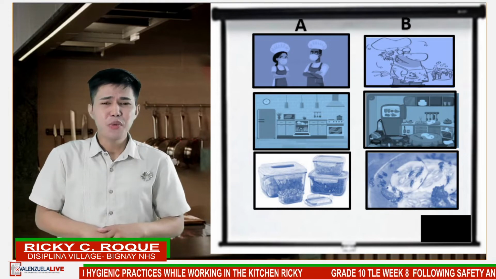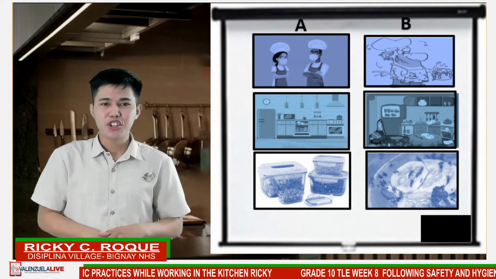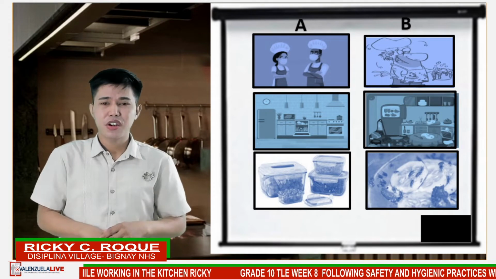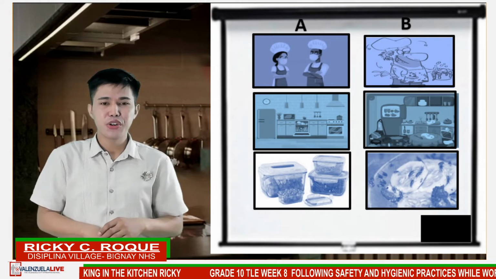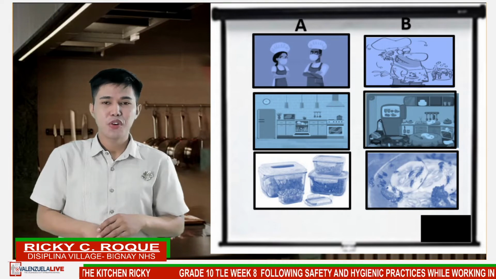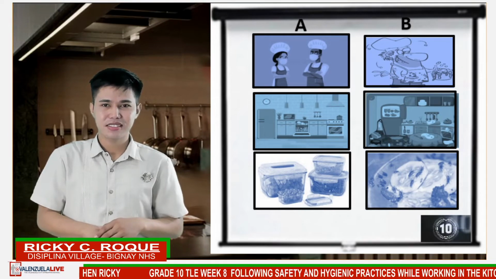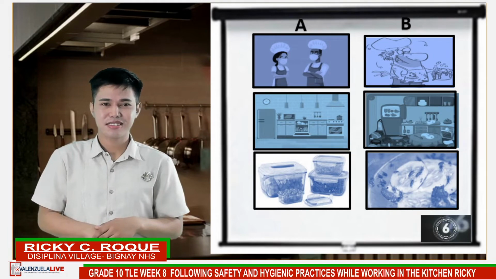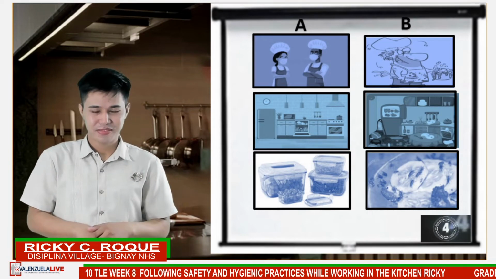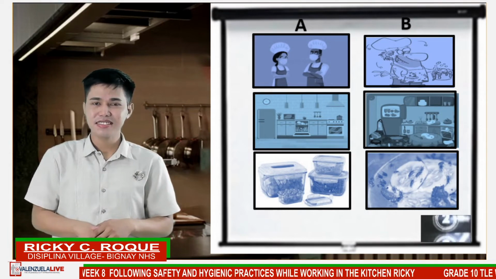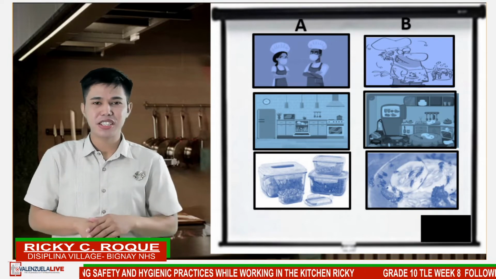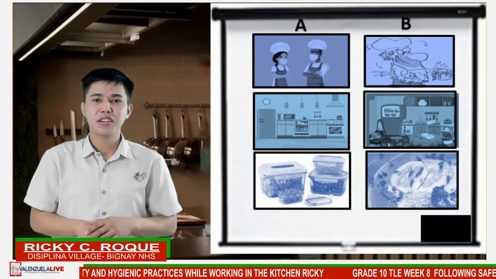Now, I want you to observe each picture. What have you noticed? Write the answer on your module for 10 seconds. 10, 9, 8, 7, 6, 5, 4, 3, 2. Okay, your observations are correct.